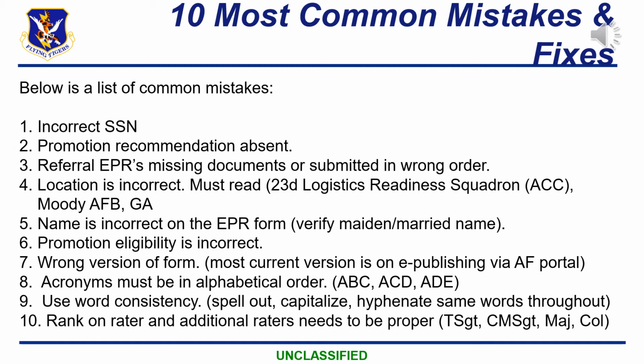Number seven, the wrong version of the form. It must be the correct version, and you can find this on e-Publishing through the AF portal. This will get turned back from AFPC if it is on the wrong version. Number eight, acronyms must be in alphabetical order. This is a big one that we see a lot too. Just use your ABCs. It's pretty simple. Make sure that they're in alphabetical order at the bottom.